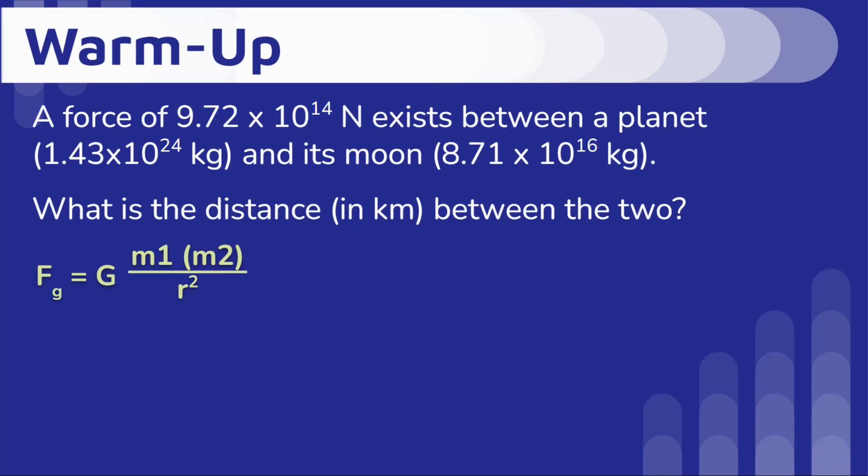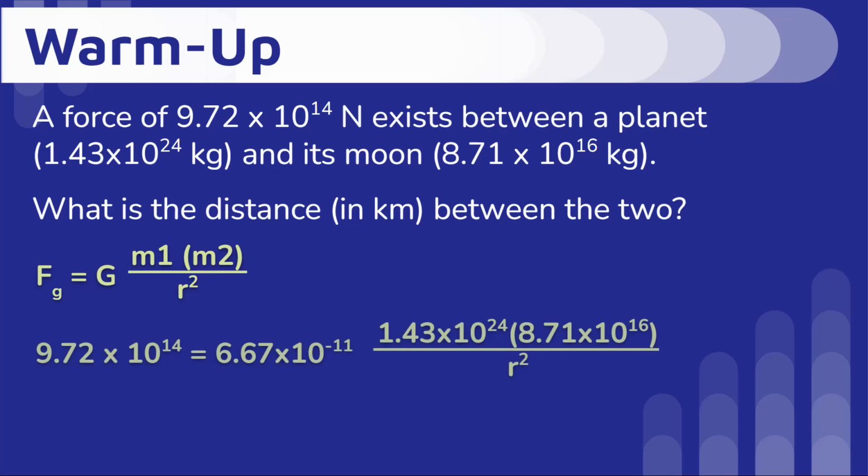If we substitute in the values in this question, we get this. And so I have 9.72 times 10 to the 14th equals 6.67 times 10 to the negative 11th, that's my constant, multiplied by my masses, 1.43 times 10 to the 24th, times 8.71 times 10 to the 16th, over r squared. So that's what I have here whenever I substitute it in. Again, I'm trying to solve for the distance between them, the r value down there in that denominator.